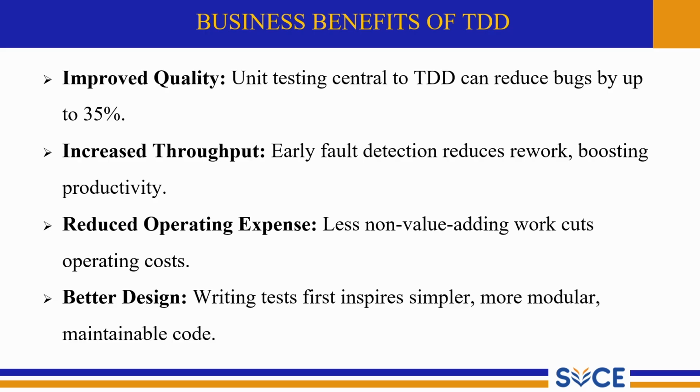And the next one is increased throughput. Early fault detection reduces rework, boosting productivity. By detecting faults early during development, test driven development prevents defects from spreading to later stages. This reduces rework and delays, helping teams move faster. As a result, the overall productivity or throughput of the team increases.